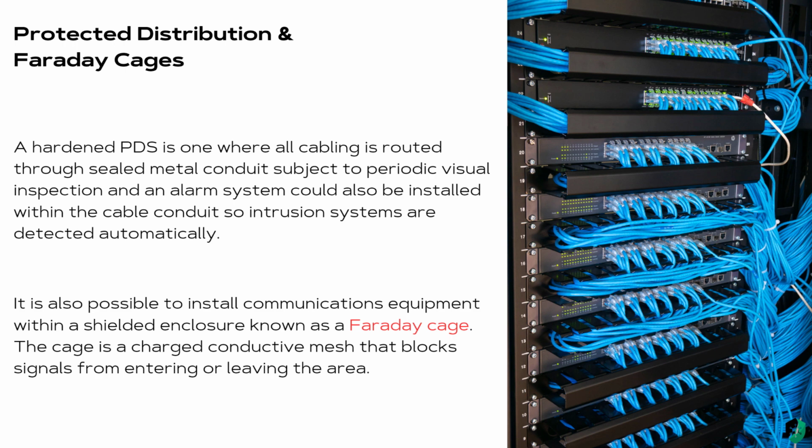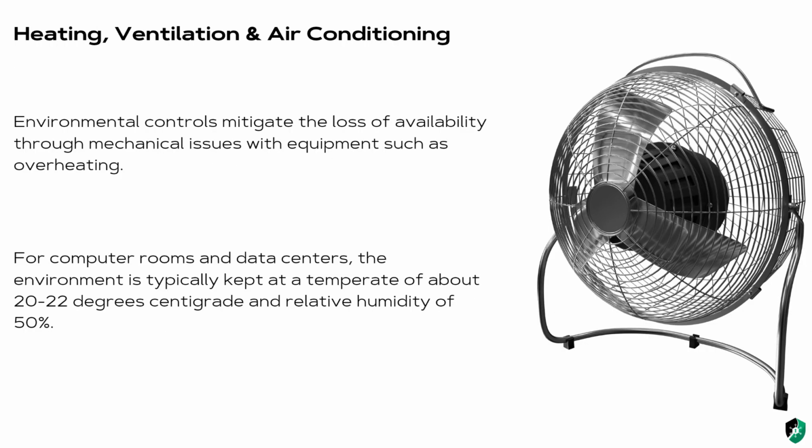So a hardened PDS will be one where all the cabling is routed through sealed metal conduit, subject to periodic visual inspection, and then an alarm system could also be installed within the cable conduit so intrusions are detected automatically. Now, it is also possible to install communications equipment within a shielded enclosure known as a Faraday cage. And this cage is a conductive mesh that blocks signals from entering or leaving the area.